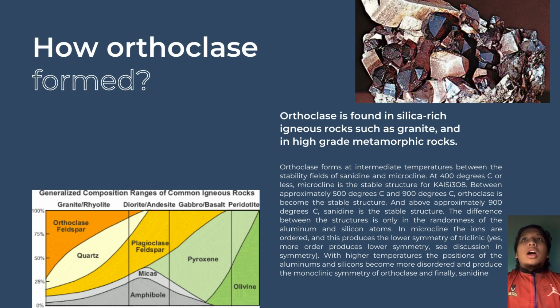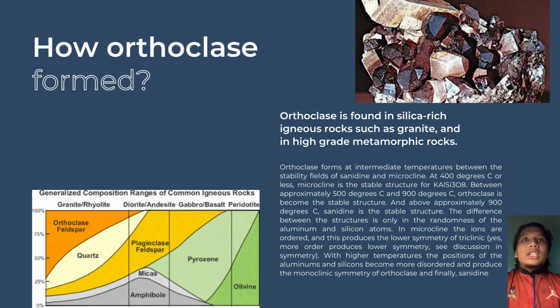Okay, next. How can Orthoclase be formed? Orthoclase is found in silica-rich rocks such as granite and high-grade metamorphic rocks. Orthoclase forms at intermediate temperature between the stability fields of sanidine and microcline. At 400 degrees Celsius or less, microcline is the stable structure of KAlSi3O8. Between approximately 500 degrees Celsius and 900 degrees Celsius, Orthoclase becomes the stable structure. And above approximately 900 degrees, sanidine is the stable structure of Orthoclase.